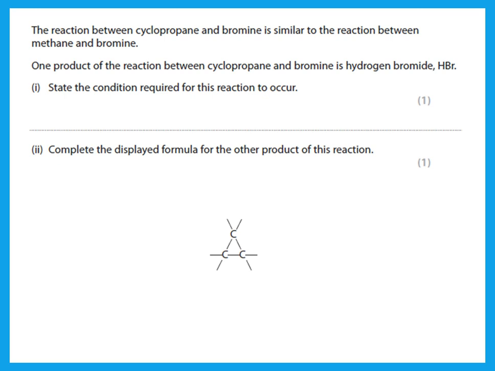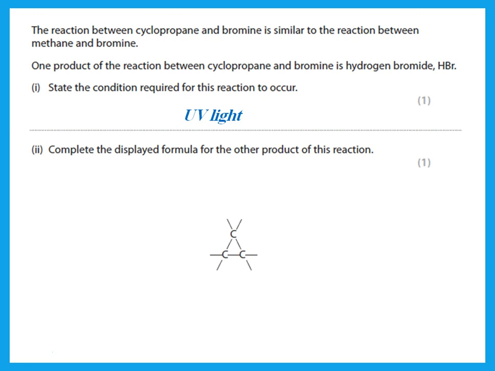Remember, cyclopropane is an alkane. And we said when alkanes react with bromine, what are the conditions? It's a substitution reaction, and the conditions are UV light. You have to remember, conditions for substitution reaction is UV light.